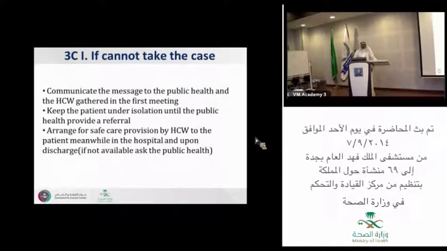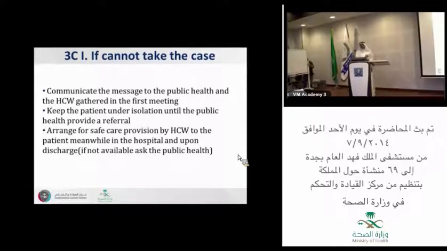If we cannot take the case, if I decide, no, I'm not taking the case, then I have to communicate the message to the public health. I shouldn't just discharge the patient. Unfortunately, some healthcare institutes have an irresponsible attitude. And we saw it in the MERS-CoV, some hospitals received patients with fever and cough, and the minute they suspected MERS-CoV, they discharged the patient. They told the patient, go to King Fahd Hospital, or go to X Hospital, or Y Hospital, without properly securing the patient's movement in society before he comes to our hospital. Please, everybody who is listening to this presentation, do not do that.